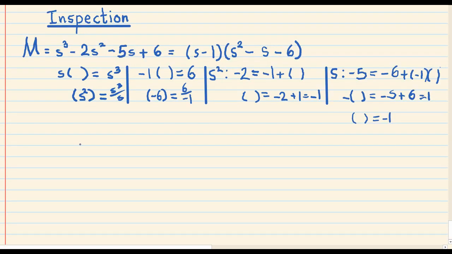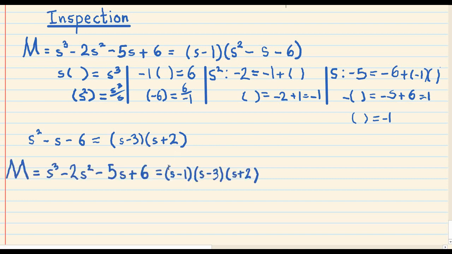In previous grades, you should have learned how to factorize a quadratic polynomial, so I won't go over that again. I'll just give you the answer you get: s minus 3 and s plus 2. Putting this all together, you get your three factors as s minus 1, s minus 3, and s plus 2. And with that, you've answered the question. I can imagine it's probably still a bit confusing, so let's look at a few more examples.